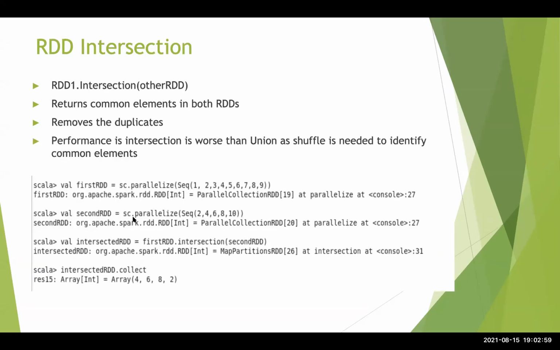Here also you will see any operation over any RDD ends up creating a new RDD. RDD intersection is finding the common elements in both RDDs. It removes duplicates. But because you're doing intersection, there might be some shuffling involved, so it has an impact on the performance. So the first RDD is between 1 to 9. The second RDD is only even numbers, 2, 4, 6, 8, 10. When I do first RDD intersection second RDD, I am getting only whatever is common, like 2, 4, 6, 8. 10 is not here, so I won't get 10. So this is what I get for intersection.